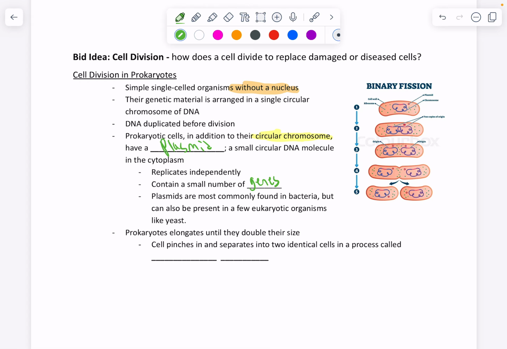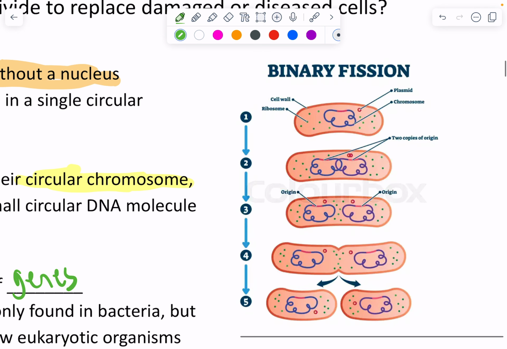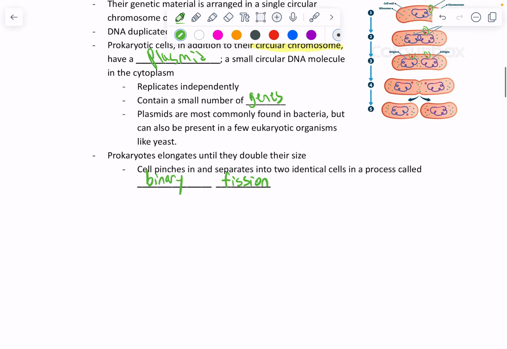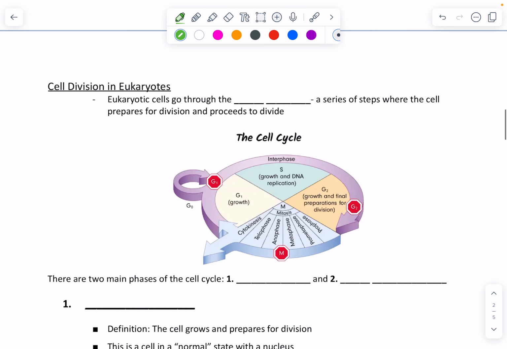And for prokaryotes to divide, they basically elongate until they double their size. The cell pinches in and separates into two identical cells in a process called binary fission. So we can see that over here. Basically, all of that genetic material needs to divide and duplicate itself. So that circular chromosome we see here elongates and separates until eventually the cell is able to cut its cytoplasm in two and make two unique cells. We can also see the plasmids are dividing over here as well.